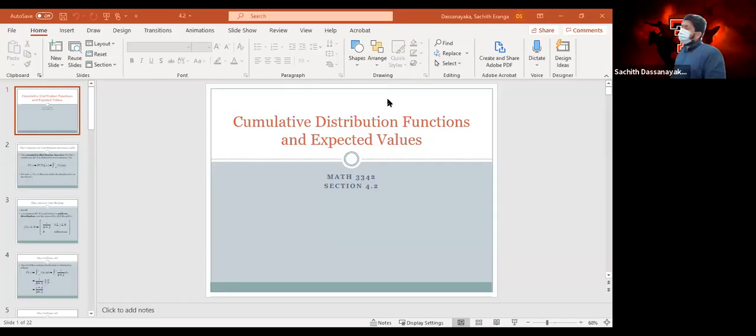4.1. Any questions from chapter 4.1? Because I'm going to move to chapter 4.2. I mean, I need to continue that one.